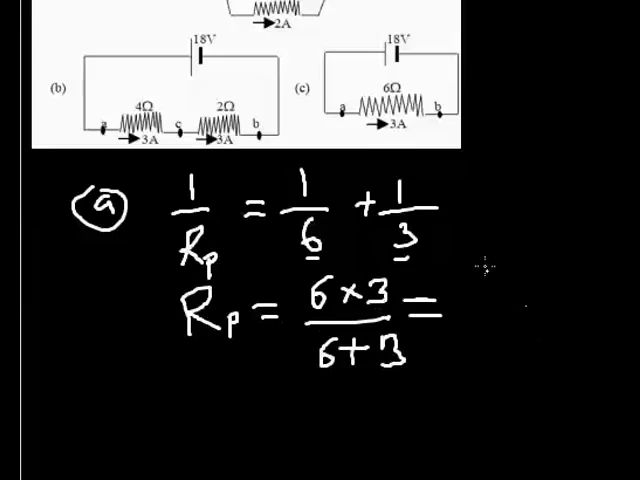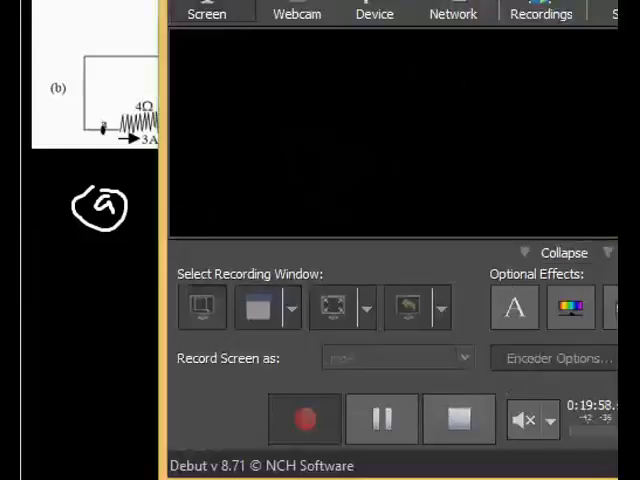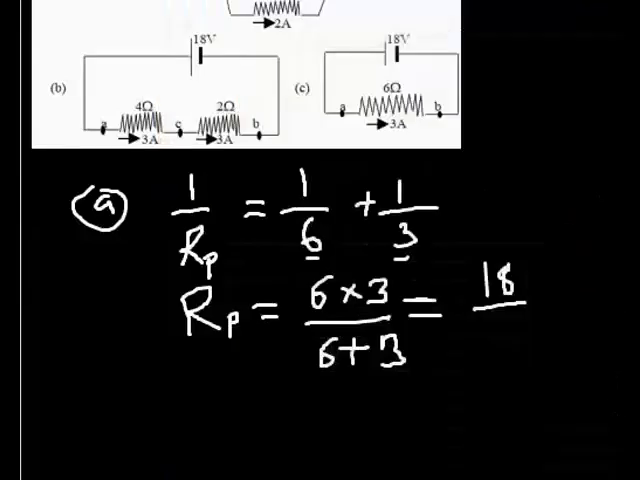Okay, that's 18, right? So I'm going to have 18 divided by 6 plus 3, excuse me, 6 plus 3 is 9, okay? So I have 18 divided by 9, which is 2 ohm.